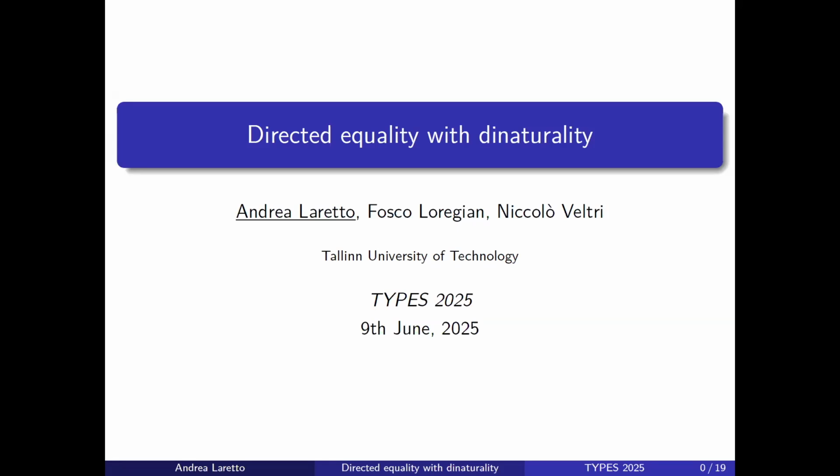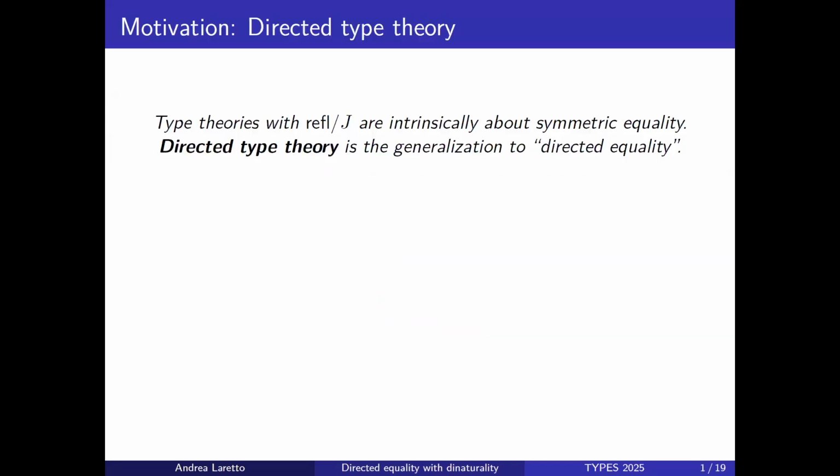So, hi everyone. Today I'll show you a third way to do directed type theory, but this time with a very different tool, and it's not going to be dependent also. The idea is dinaturality, dinatural transformations. As you've seen now, REFL and J allow you to derive symmetry.